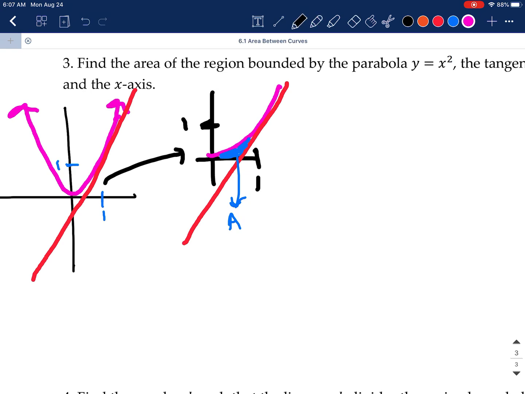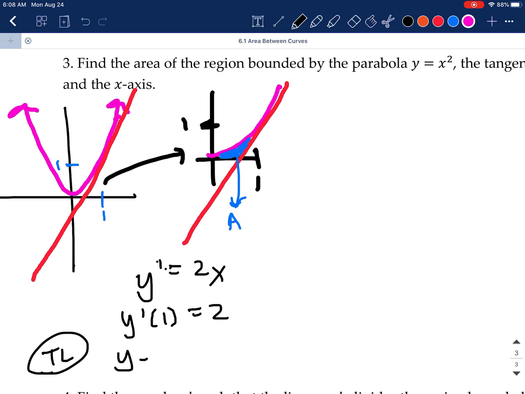So for this one, we just need to figure out what the tangent line is. So we know that y prime is going to equal 2x, and then at 1, you're going to get 2, so you know the slope of the line is 2. So our tangent line is going to be y minus 1 equals 2 times x minus 1, which is 2x minus 2, so y equals 2x minus 1. Okay, so y equals 2x minus 1 is the bottom curve.